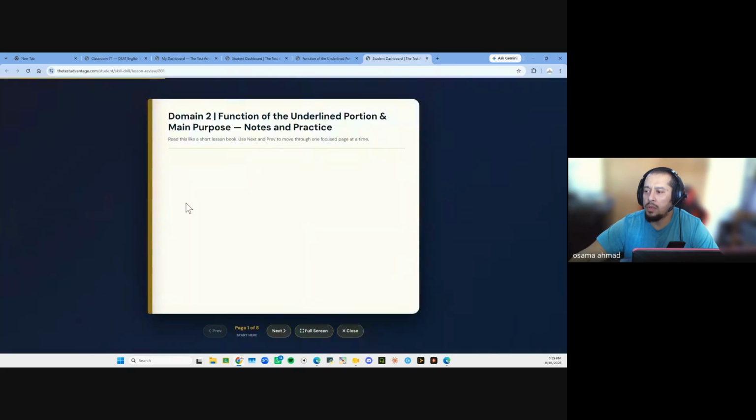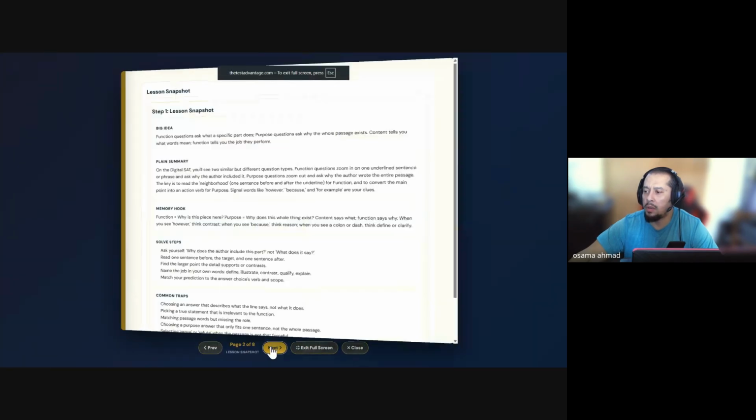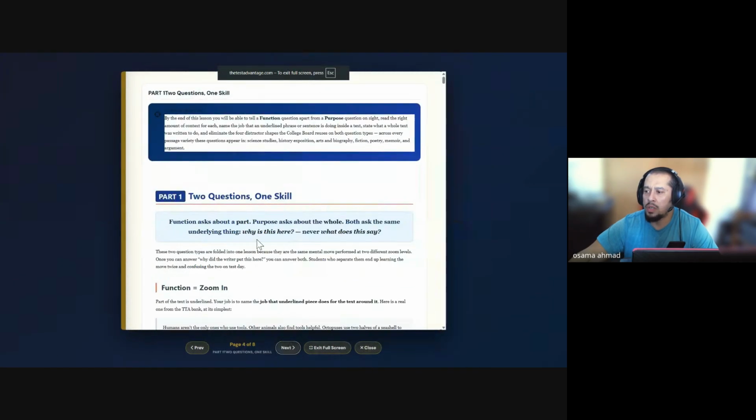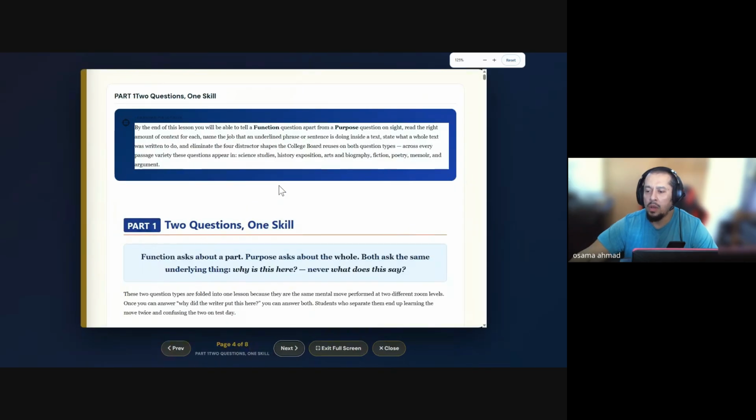Okay, so today we're taking domain number two, reading. Now, from what I see, that's one of the hardest skills you have as students, right? This is one of the most difficult skills you as students have.